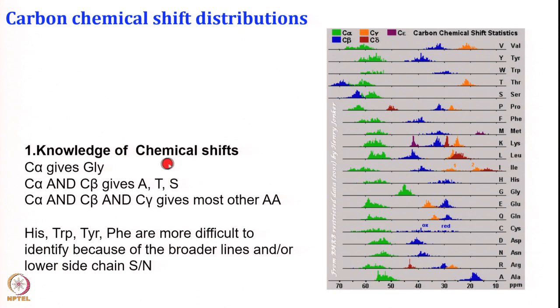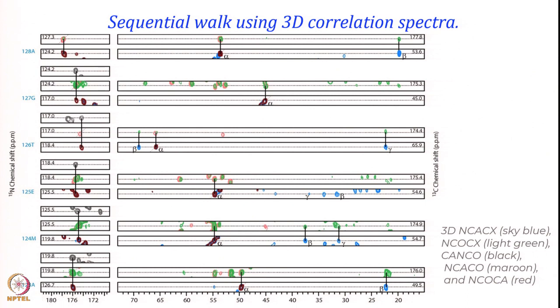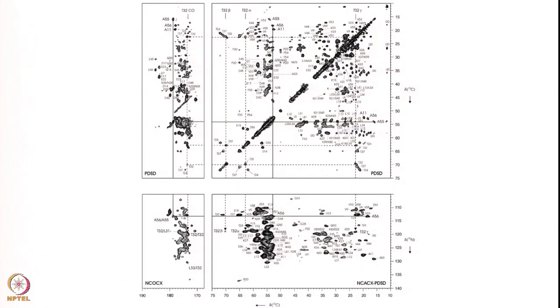These are start points or checkpoints. Similarly, C alpha, C beta and C gamma give most of the other amino acids. Histidine, tryptophan, tyrosine, phenylalanine are difficult to identify because they have broad lines, but we can combine their aromatic chemical shifts to find them. Looking at the distribution of chemical shifts for different amino acids that we have seen, it becomes quite easy to assign using the 2D spectrum that we have combined here.